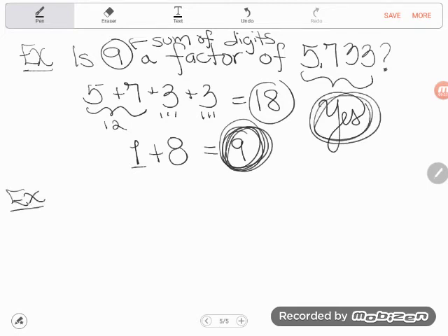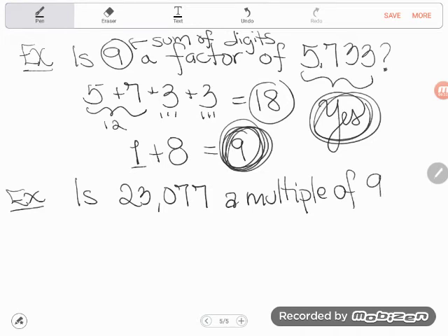Again, this could come up in different ways. You could see them talking about factors. You could see them talking about multiples. So how about, is 23,077 divisible by 9? Oh, I meant to say a multiple of 9. Same difference, by the way. They mean the same thing. A multiple of 9.